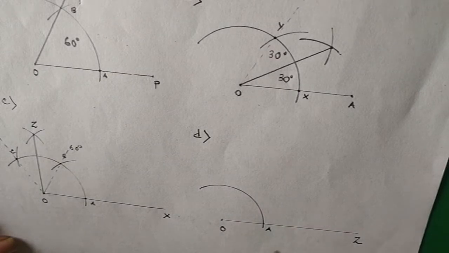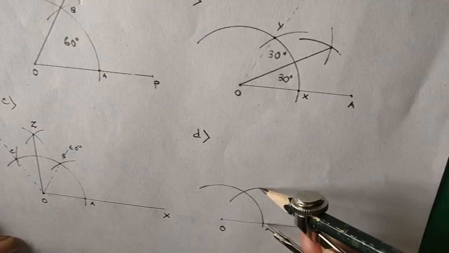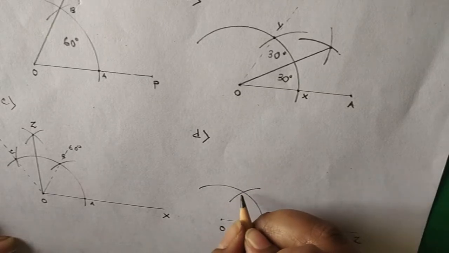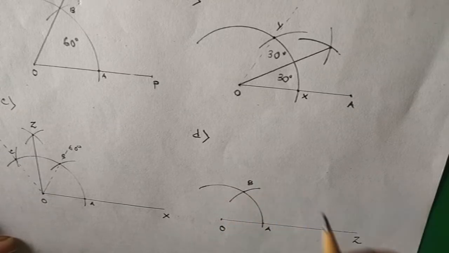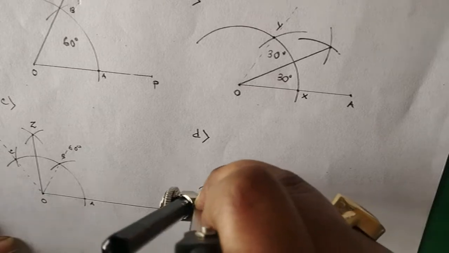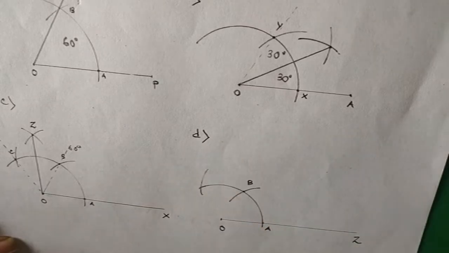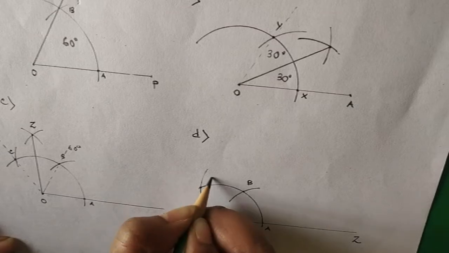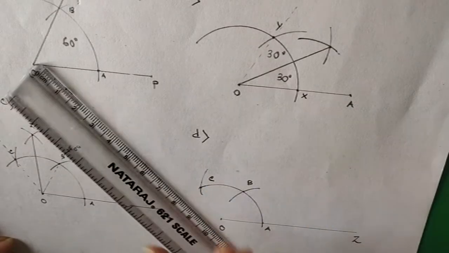Now, with the same measurement from A point, when you draw an arc, this is 60 degree, and from 60 degree, say this is point B. Now from B, that means from 60 degree, when you draw an arc again, it will intersect the previous arc, say at point C. So this is 120 degree.